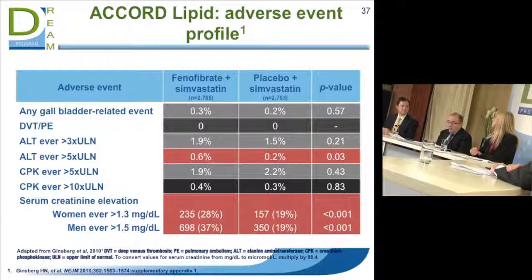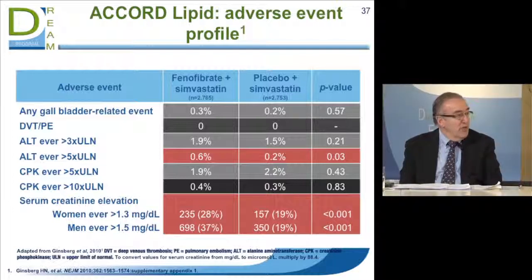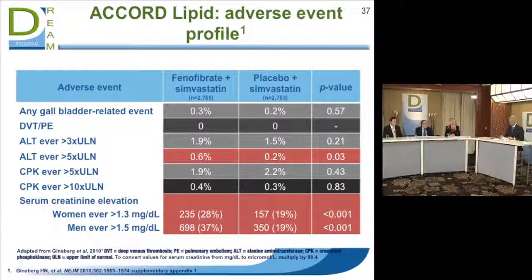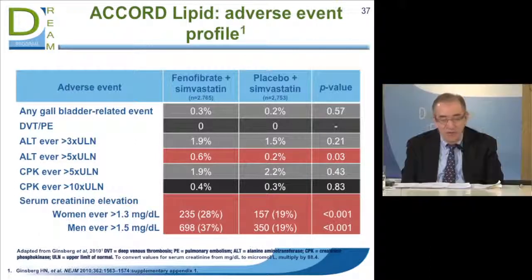When it came to renal function, as had been seen previously in other trials with fenofibrate, we saw an increase in creatinine levels. In order to be enrolled in the trial, you needed a creatinine less than 1.3 milligrams per deciliter for a woman or 1.5 milligrams per deciliter for a man because of the metformin guidelines, and everyone was going to be on metformin in this study. During the trial, twice as many men and women had elevations of creatinine over those limits if they were on fenofibrate and simvastatin versus simvastatin alone.